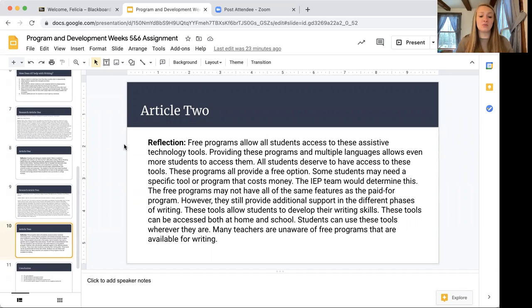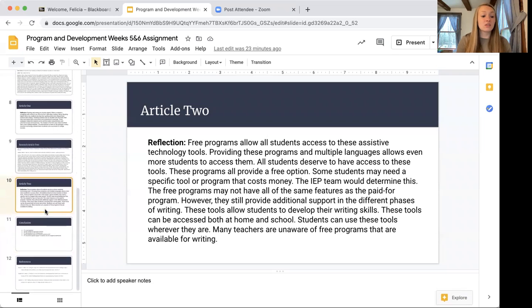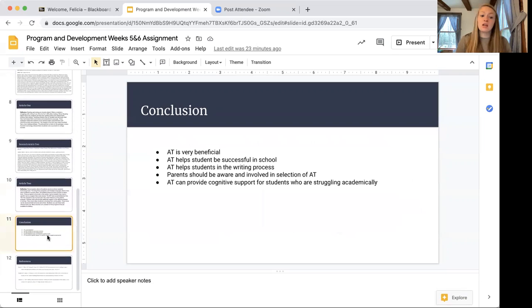I also think we need to make more teachers aware of all of these programs that are available for writing. Because I've been teaching writing for 3 years now, and I had no idea half of these existed. So I think it's really important that teachers are aware that these tools are out there for students.